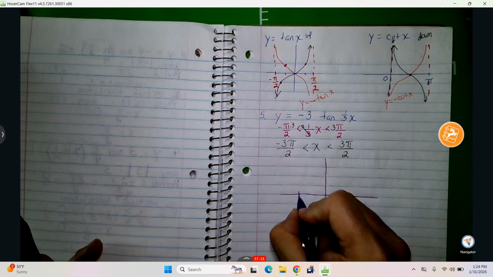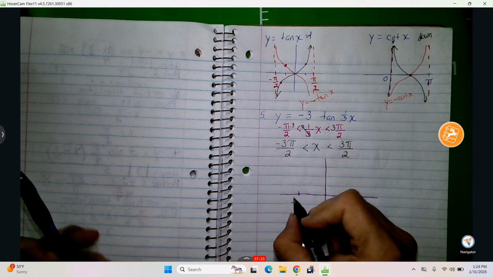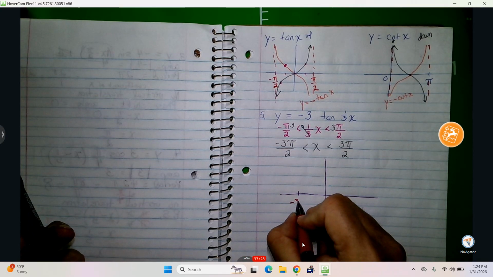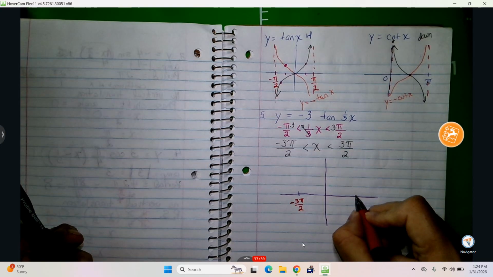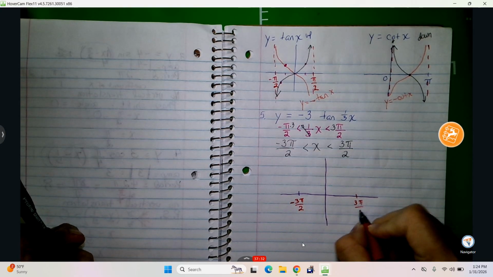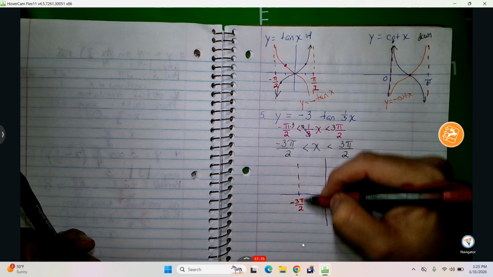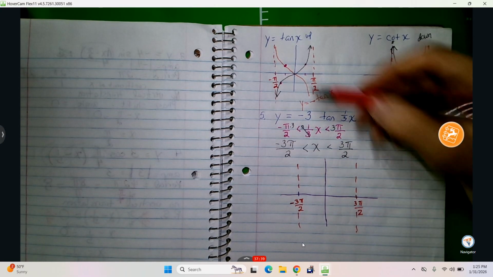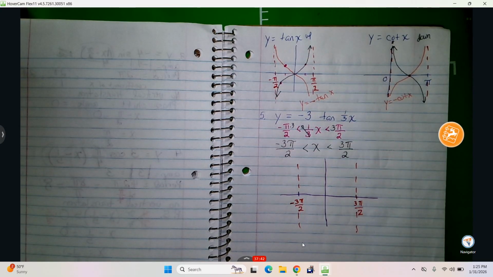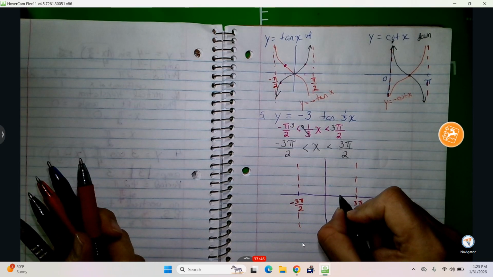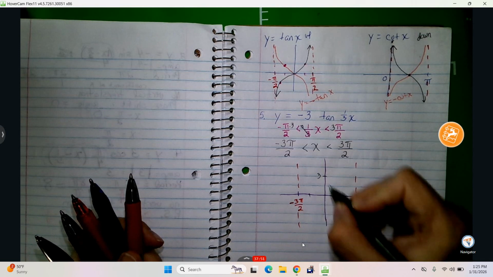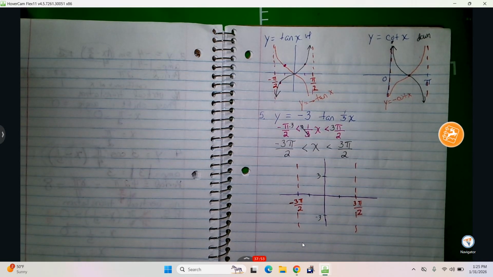So negative, oops, -3pi/2, +3pi/2. There's my vertical asymptote, and it's going to go like that. But what I was trying to show earlier is midway through, it'll be at 3 and -3.